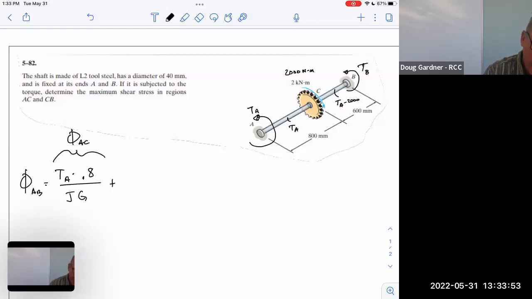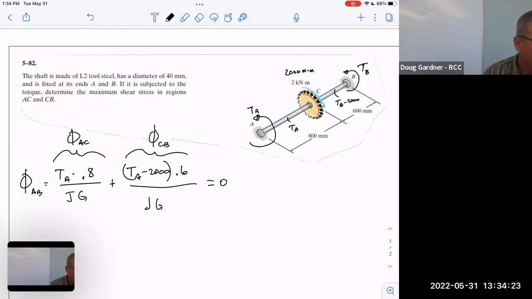And then I'm going to add that to the next twist, except the next twist has a different torque. It's torque minus 2000 because that 2000 is working against it. And it's a different distance, 0.6 meters. I'm leaving the units off, 0.6 meters, also divided by JG. And so that's the twist from C to B. But what I know is that has got to be equal to 0 since there is no twist. And like last time, oh, I actually don't need to know JG again. Those go away. So that's kind of cool.